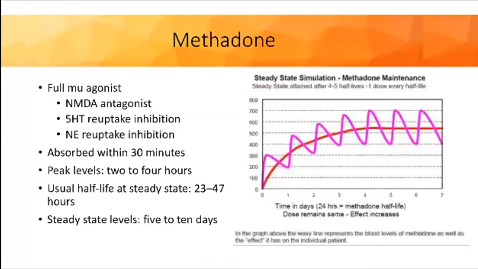So, a bit about the pharmacokinetics or properties of methadone. It's a full mu opioid agonist. It also has some action at monoamine sites, so an NMDA receptor. It has some reuptake inhibition for serotonin as well as norepinephrine. It's typically absorbed within 30 minutes and peaks at 2 to 4 hours. Half-life at steady state is 23 to 47 hours, and it reaches steady state in 5 to 10 days.